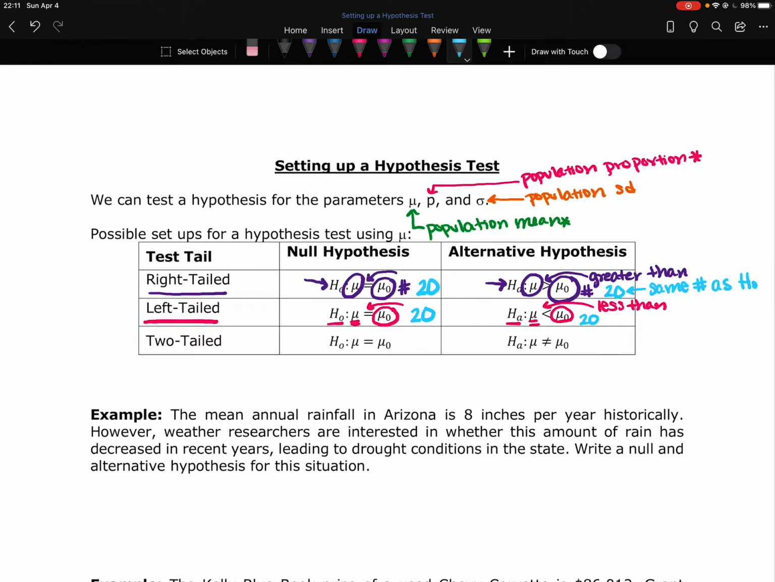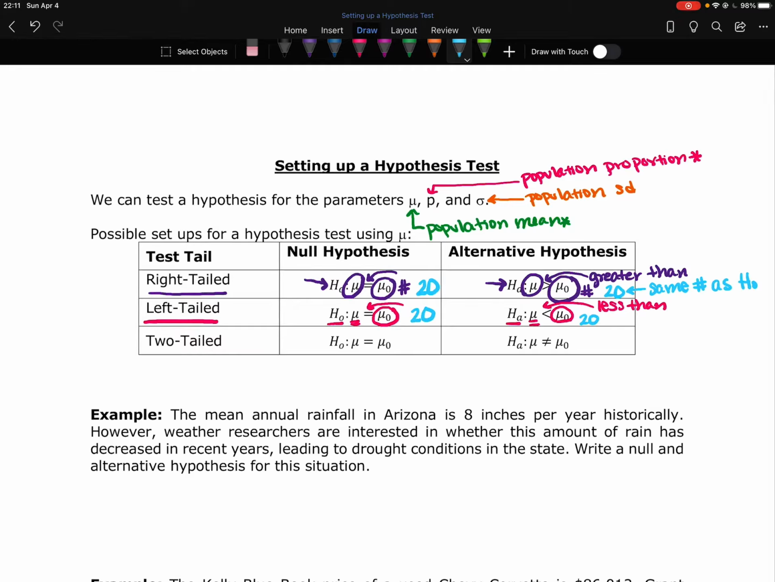And if you think about when we were drawing normal curves, because hypothesis tests are going to be normally distributed data, if we had a greater than function, we shaded everything that was to the right. If we had a less than, we shaded everything to the left. So it's continuing that to the right, to the left kind of thinking.